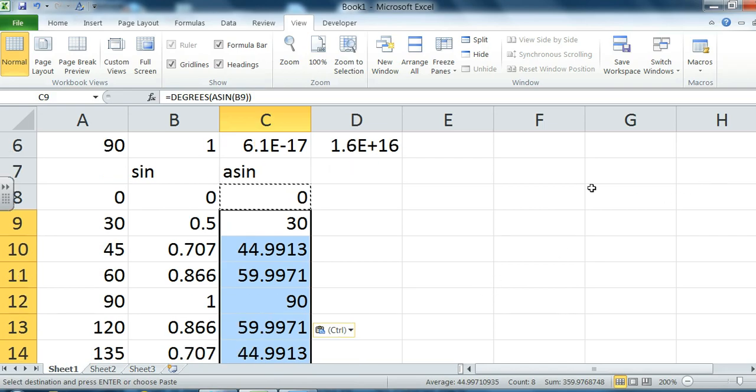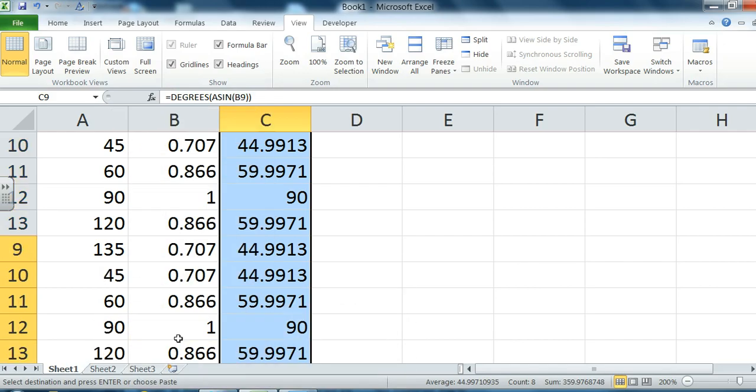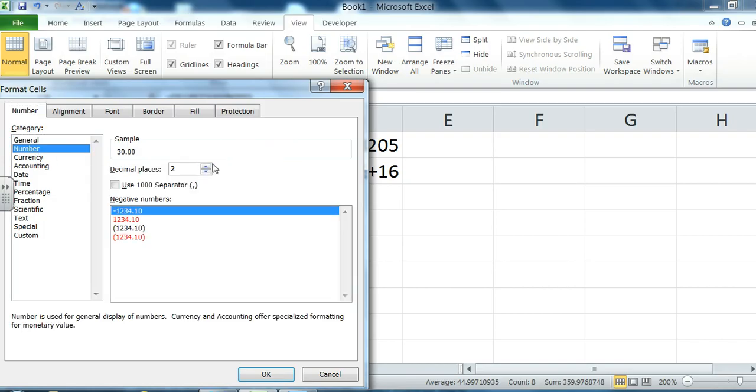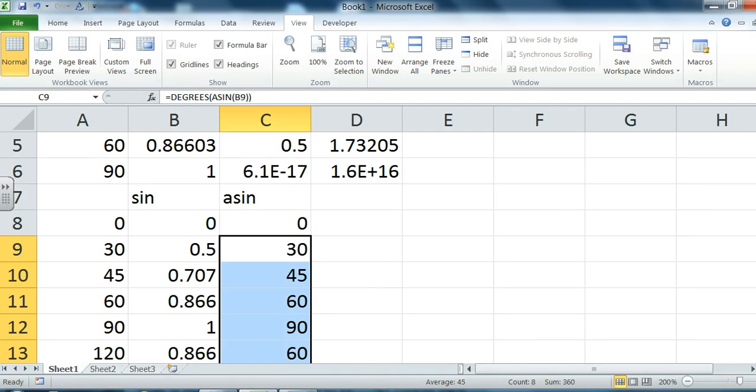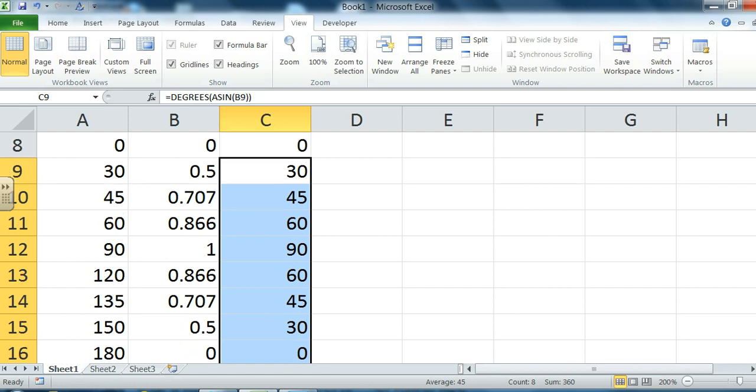So I'll round these off to no decimal points. Right, so format cells, and we want a number, and we want 0 decimal points. Okay, that looks good. All right, so now I get 30, 45, 30, 90, 60, 45, 30. What the heck? This stupid arc sine function is giving me the wrong answer. So what's going on there? Well, can't have everything, I suppose.